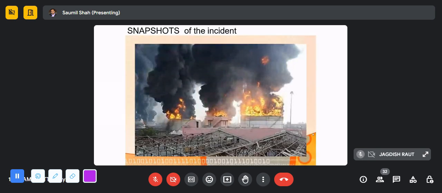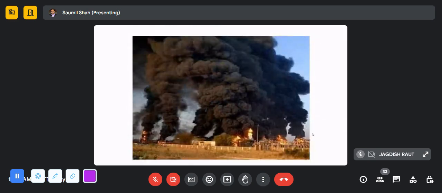You can see this incident site, how this fire is burning. This is from a distance of some kilometers. You can see the facility, all storage tanks burned out.